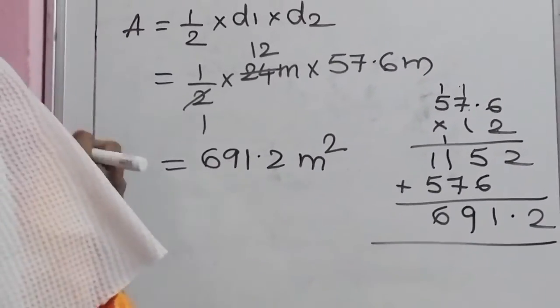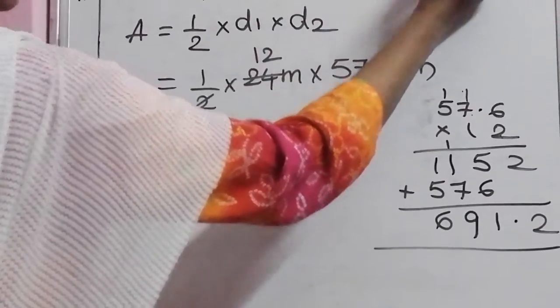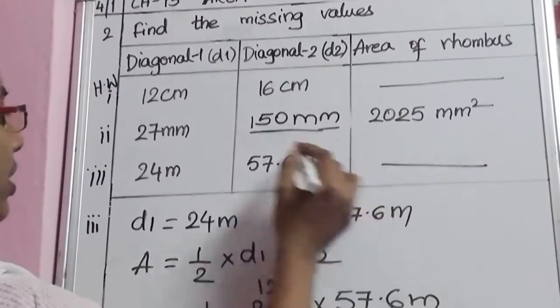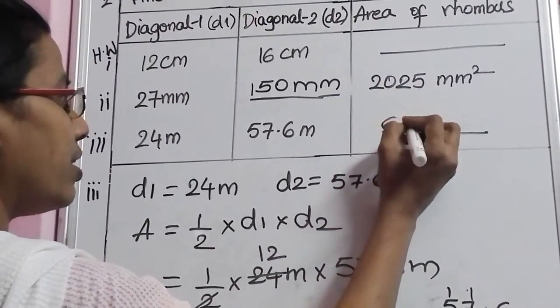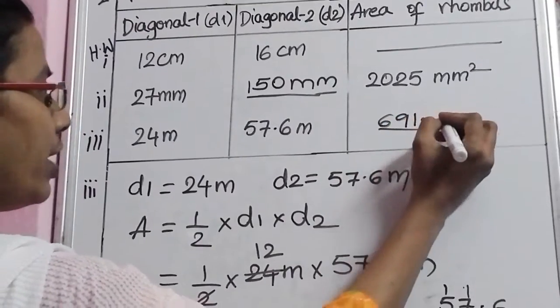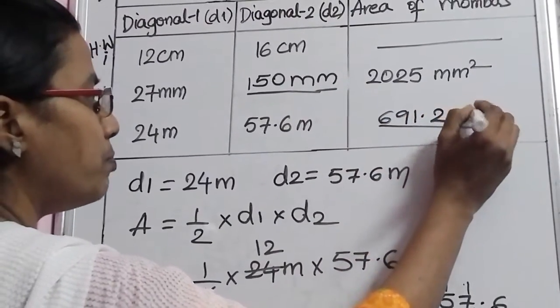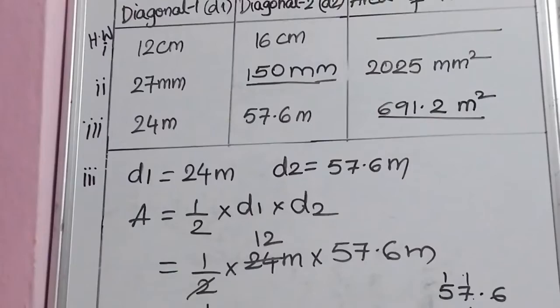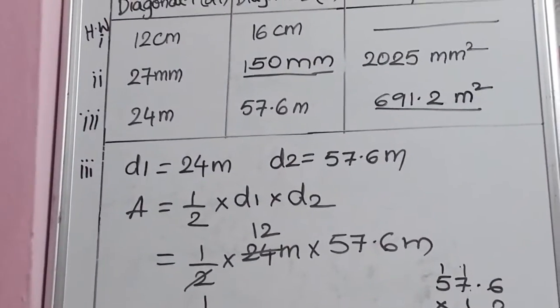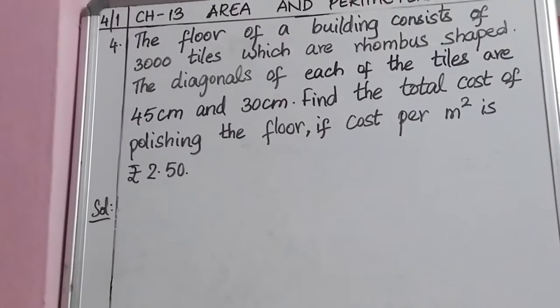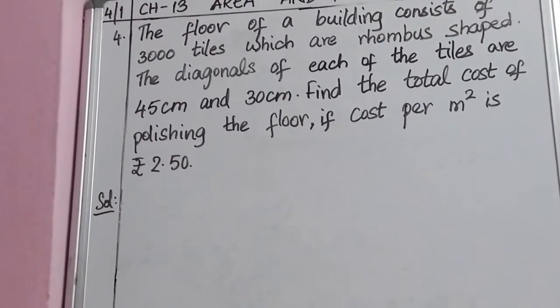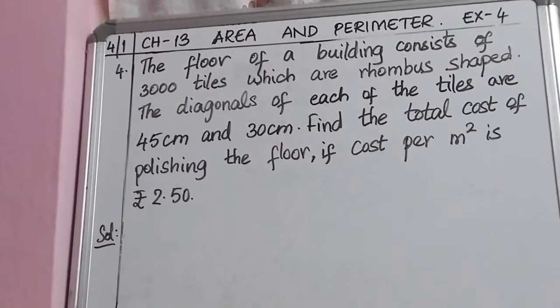Understood this? So this we have to write in the table. Here in the table, the area of the rhombus is 691.2 square meters. Understood this? Copy in your classwork books. The third problem is for homework. Let's do the last problem of this exercise.